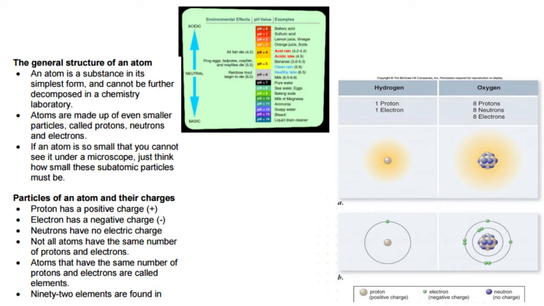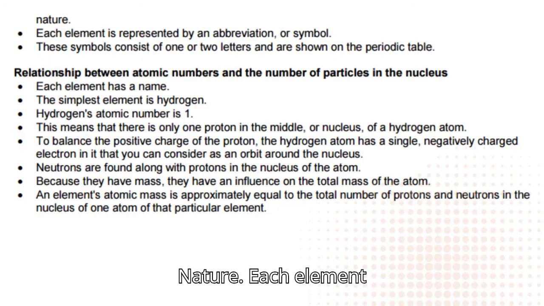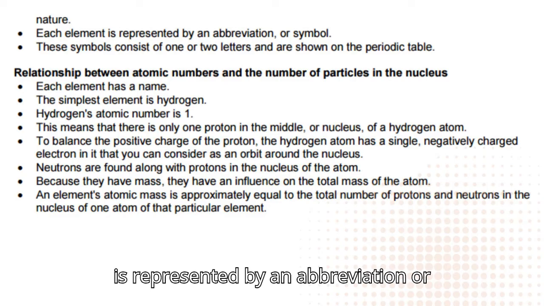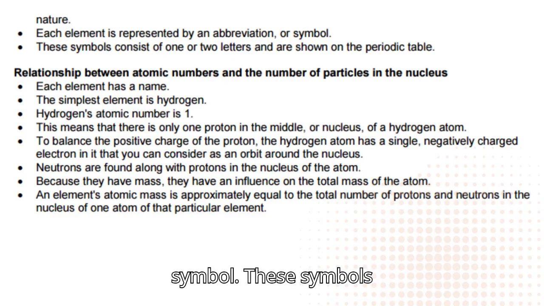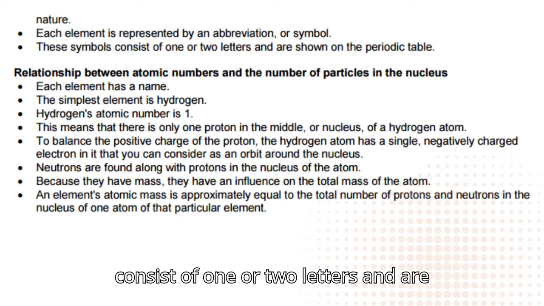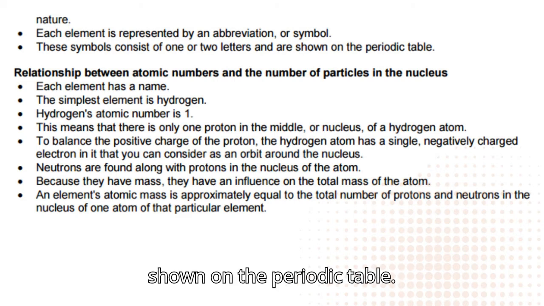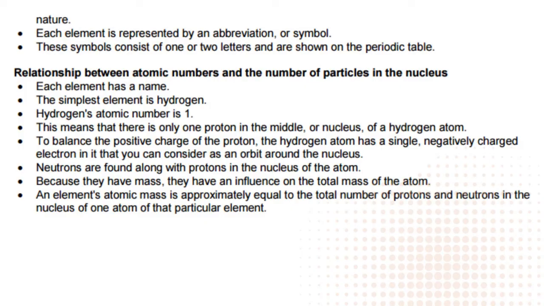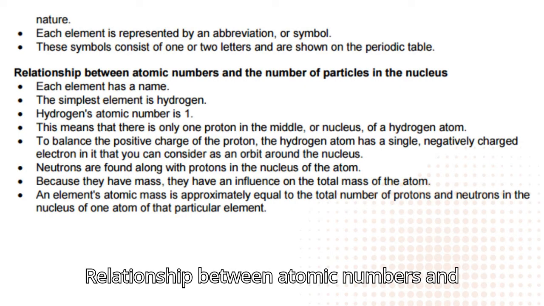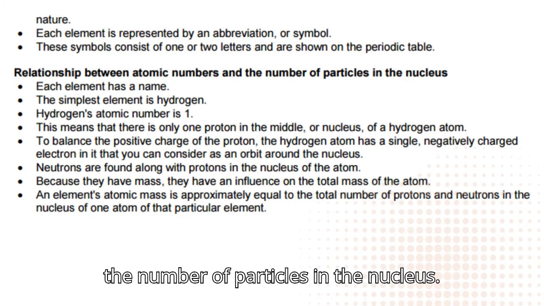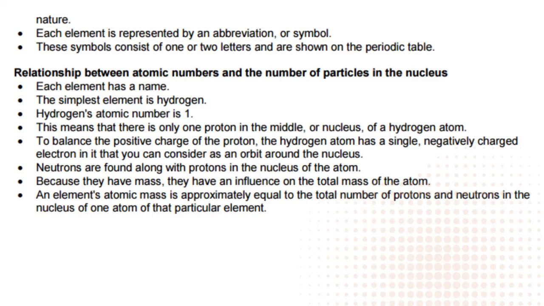92 elements are found in nature. Each element is represented by an abbreviation, or symbol. These symbols consist of 1 or 2 letters and are shown on the periodic table. Relationship between atomic numbers and the number of particles in the nucleus.